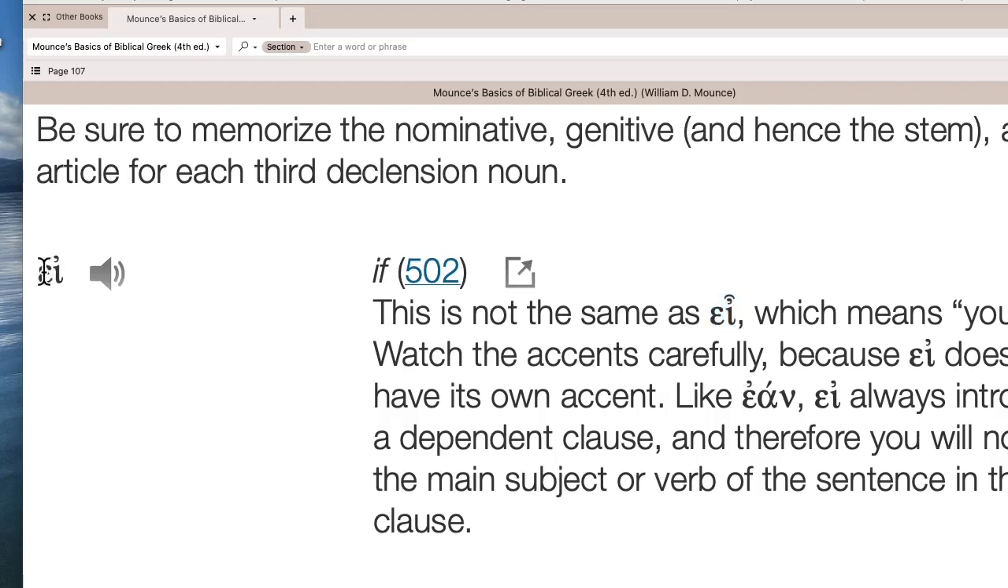So they're spelled the same, epsilon iota, and they both have a smooth breathing, but the accented form with the circumflex here is a verb. But the vocab entry we're looking at, notice there's no accent. And this is the word if, and it introduces a dependent clause.